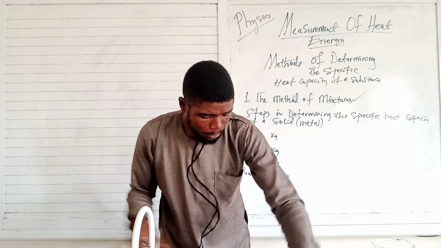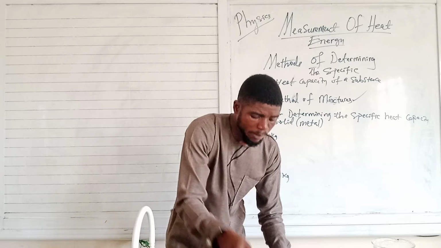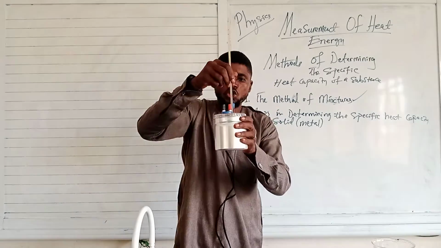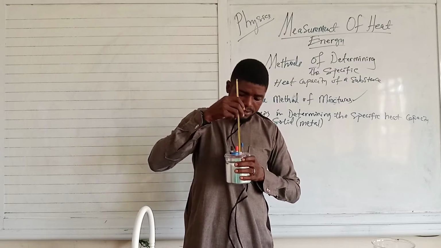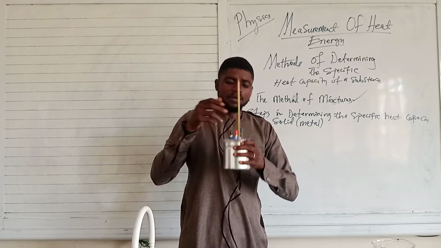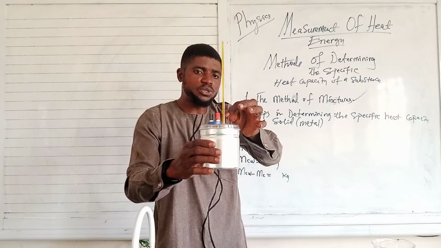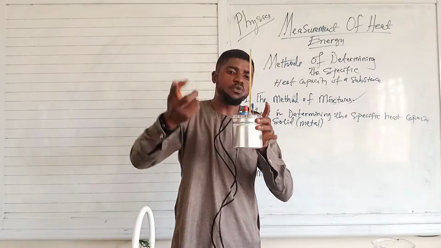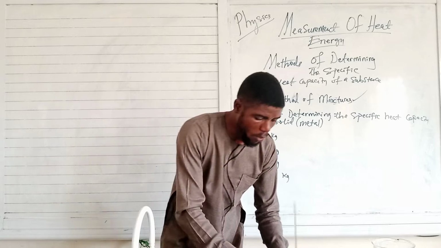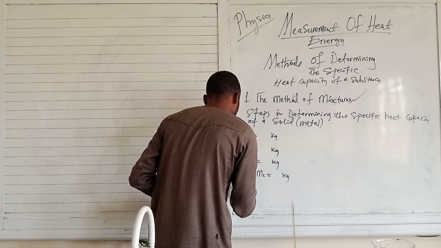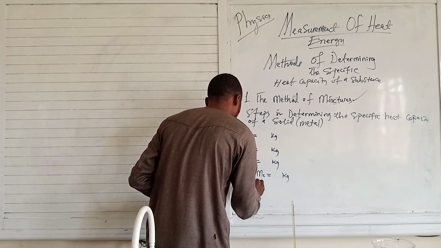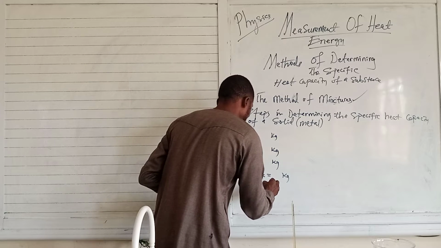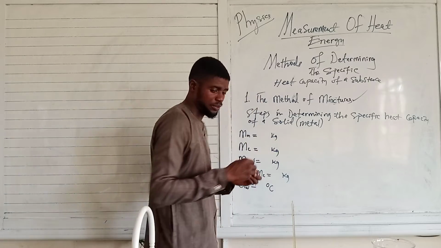The next thing is that the thermometer is inserted into the calorimeter to record the initial temperature of the water in here. So we write initial temperature of water. Initial temperature of water is measured in degrees Celsius.